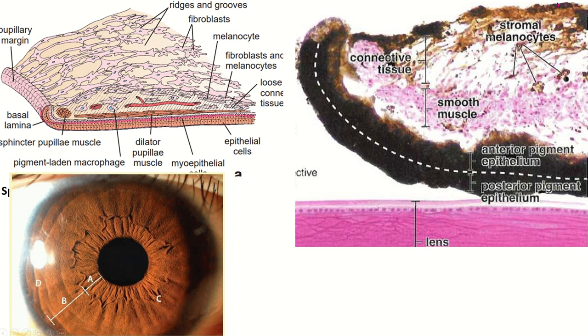So you see this is the anterior limiting membrane and it is not covered by epithelium. This is the anterior epithelium, this is the posterior epithelium. So this is all about today's video.